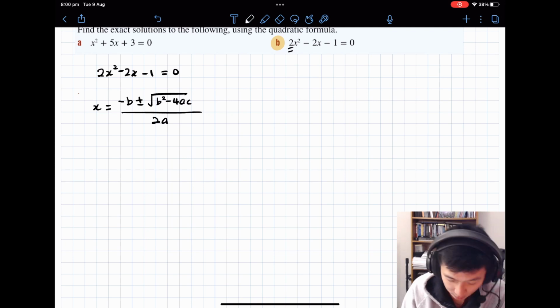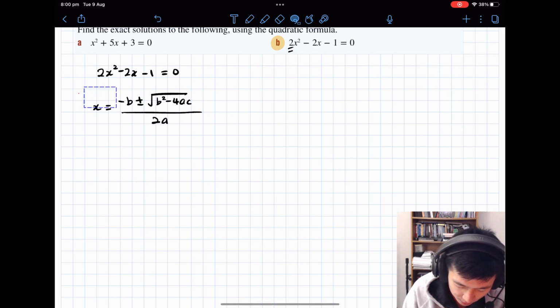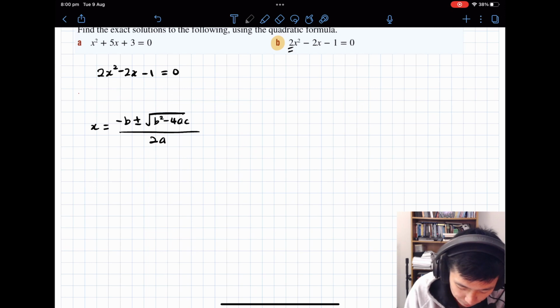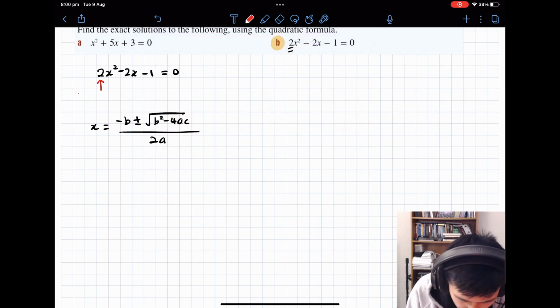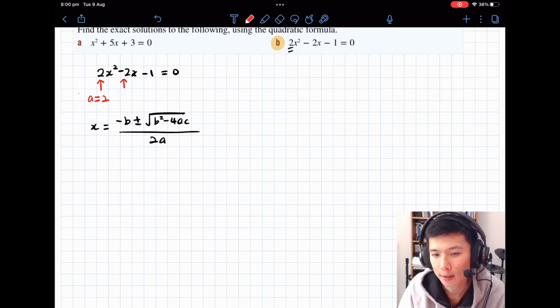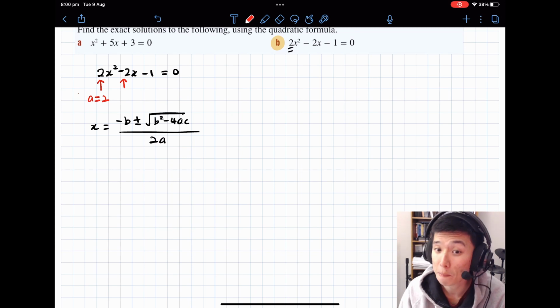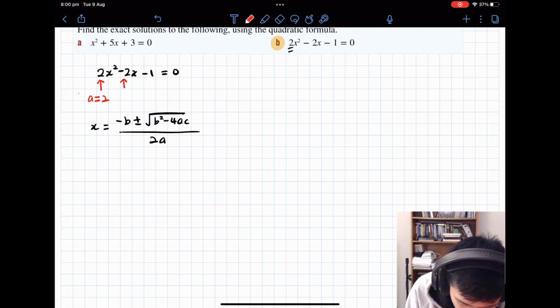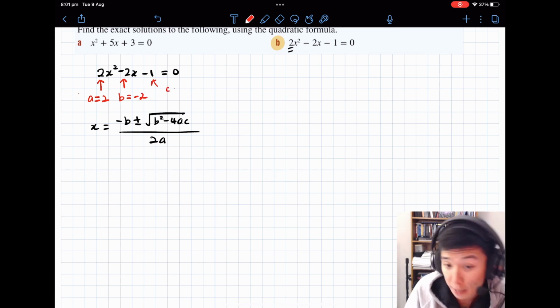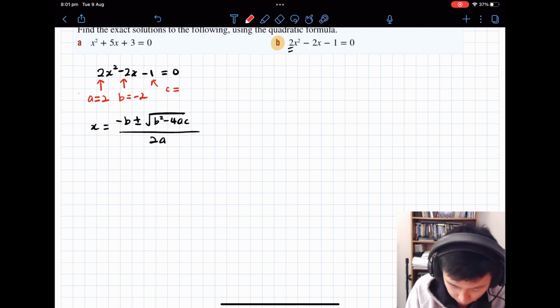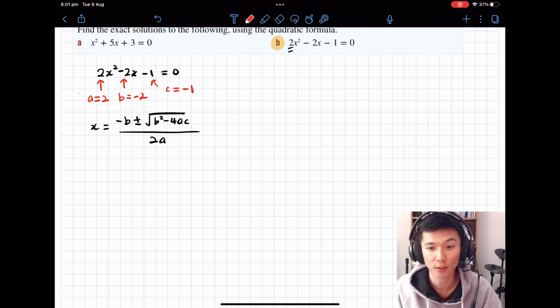Now let's think about what A, B, and C are in this quadratic equation. A is the number in front of x squared, so A is 2. B, you've got to be a bit careful here, because it's not 2, it's actually minus 2. So you need to include that minus. And same thing with C. C is actually not 1, but minus 1. So now we have all the necessary information.